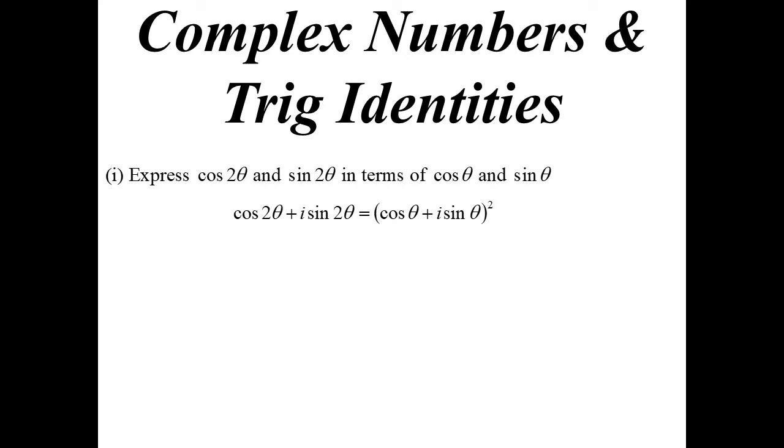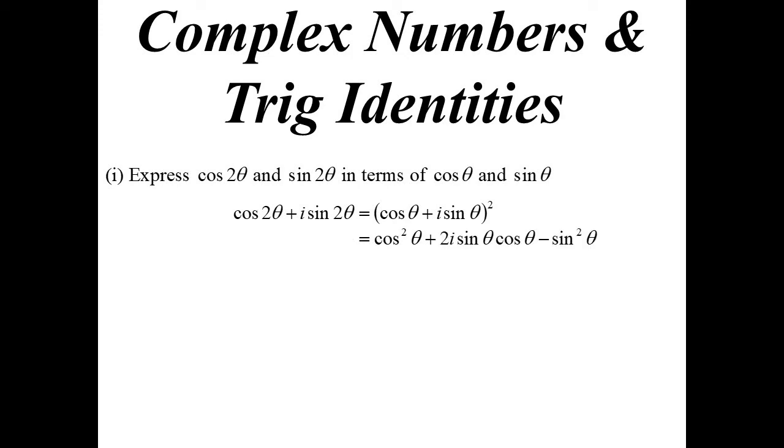Using our complex numbers to prove the trig identities that we've already seen some of, but it's another way of proving them. So let's start with the two basic ones, cos 2 theta and sin 2 theta, which hopefully we know by heart. Now that we've got De Moivre's theorem, I can say cos 2 theta plus i sin 2 theta is the same as (cos theta plus i sin theta) squared.